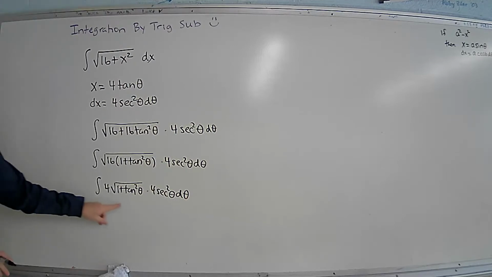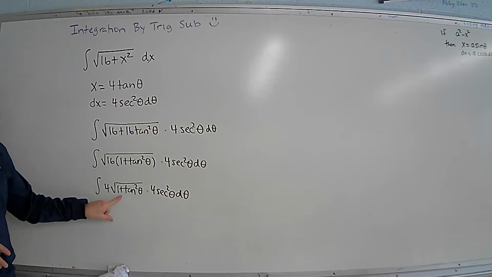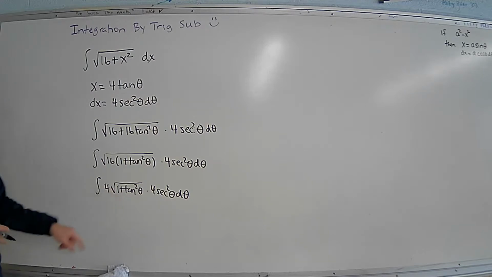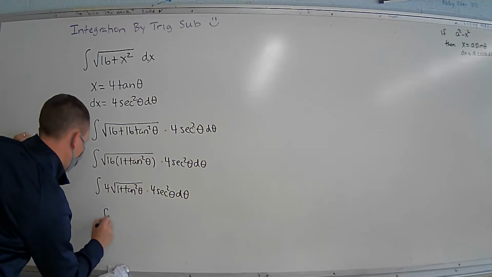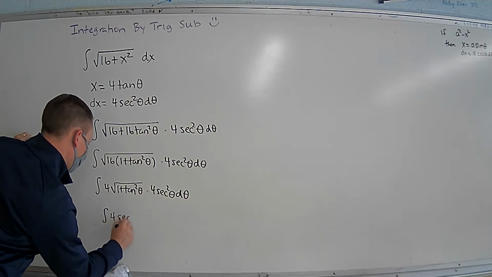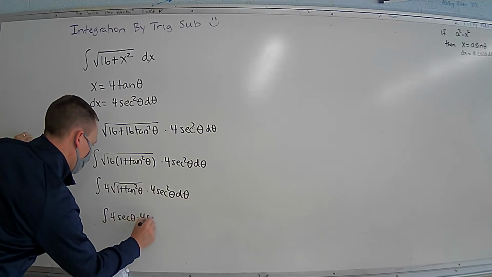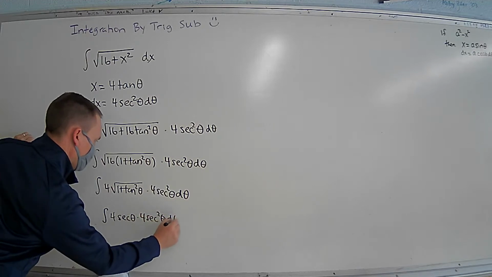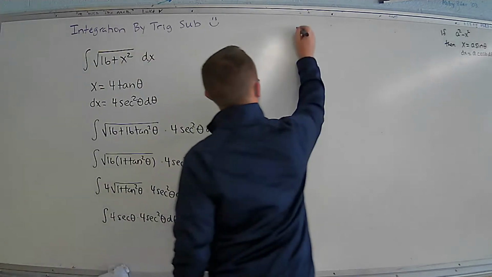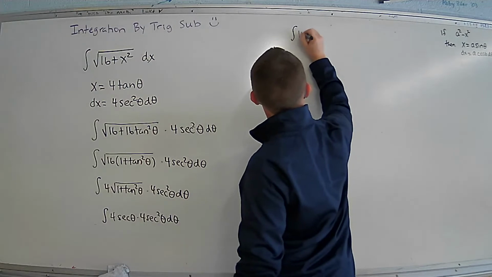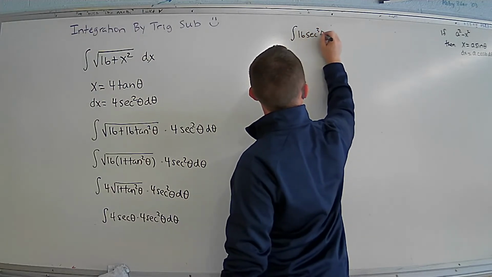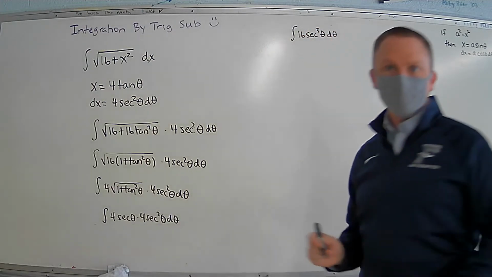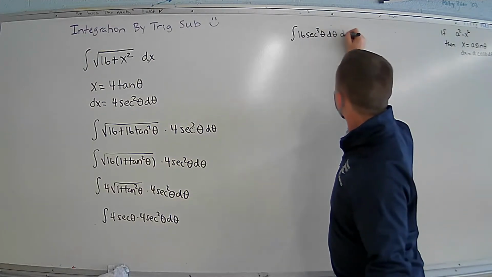So what's this going to turn into? 1 plus tangent squared is secant squared. The square root of that is secant. So this ends up being 4 secant theta times 4 secant squared theta, which ends up being 16 secant cubed theta d theta.